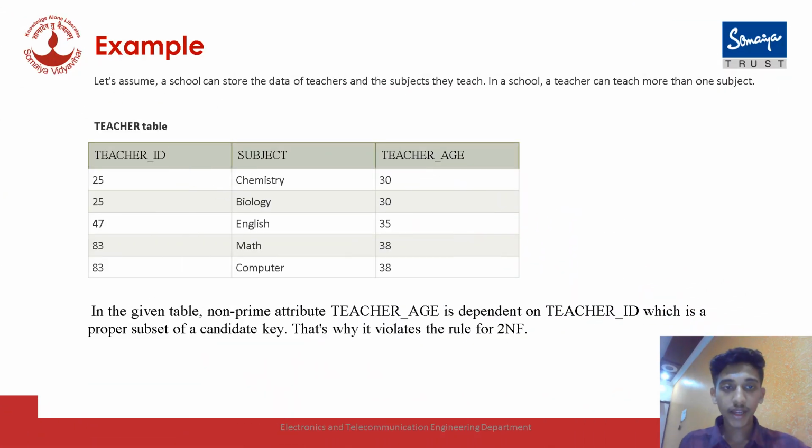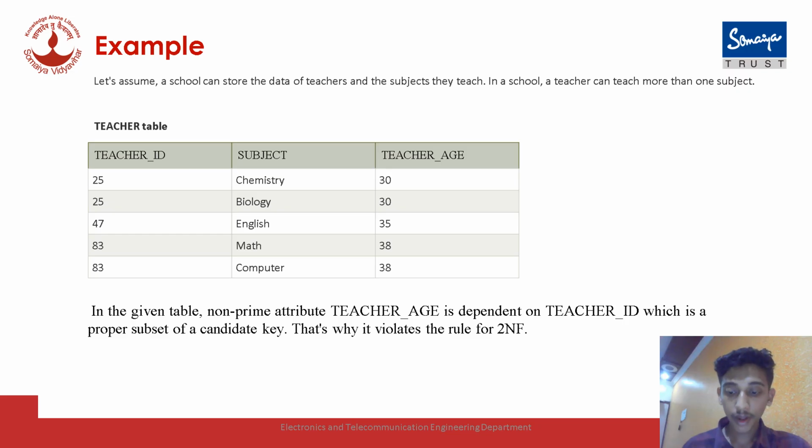So we will take an example. Here in this teacher table, as we can see, the non-prime attribute is the teacher age. It is dependent on teacher ID, which is a proper subset of a candidate key. The teacher ID, subject, and teacher age are the three columns of the table, and the non-key attribute is dependent on a proper subset of the candidate key. So this is a violation of the 2NF rule.